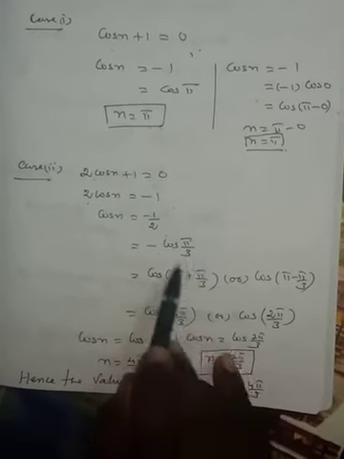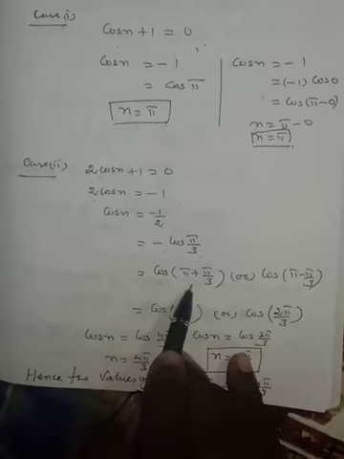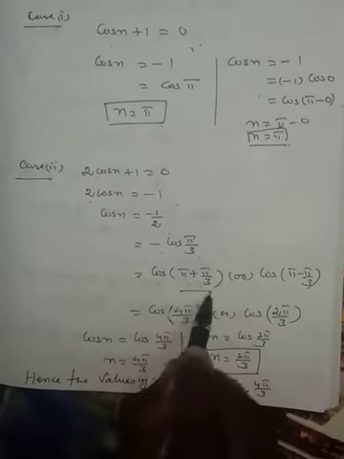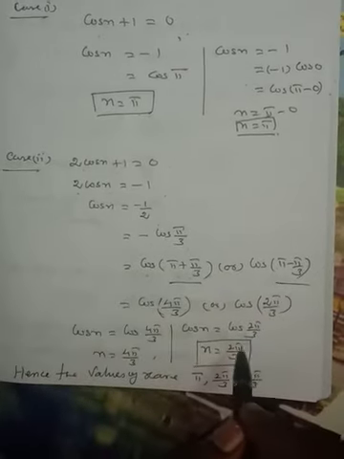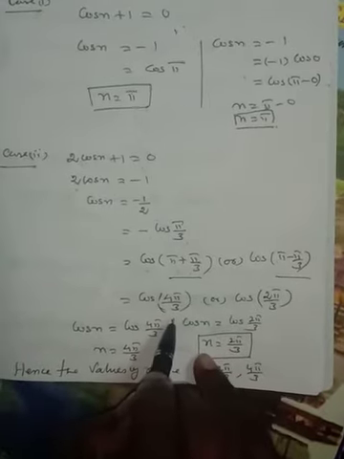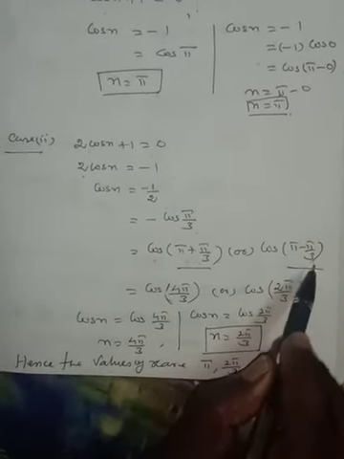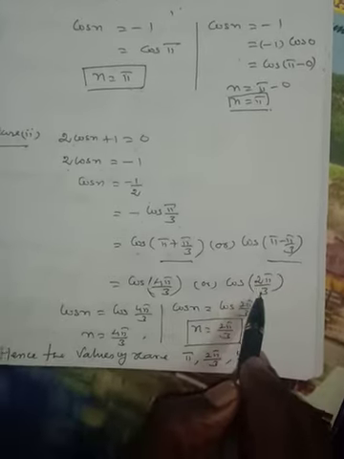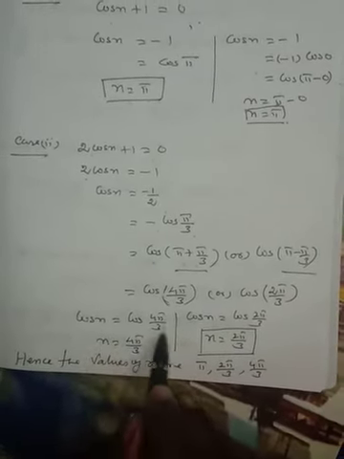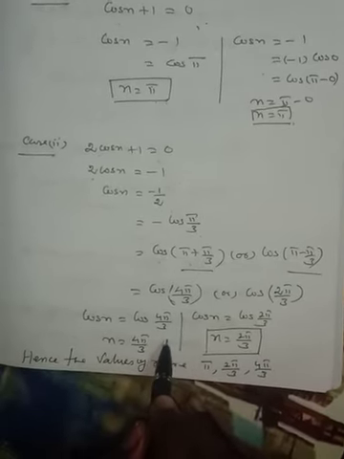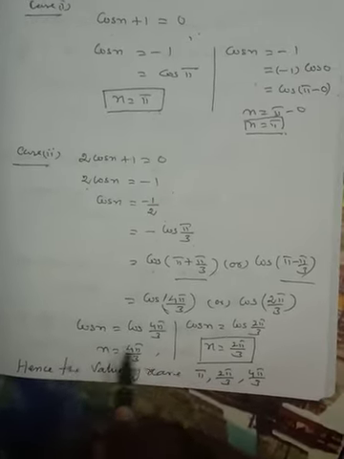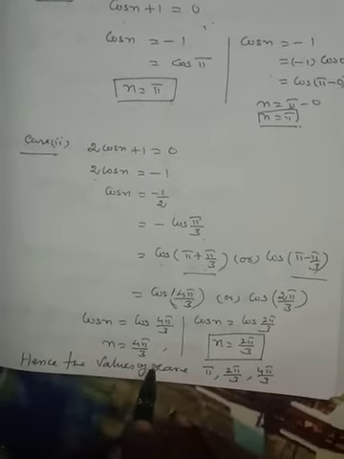This minus cos 60 degrees can be written in the form of cos of pi plus pi by 3 or pi minus pi by 3. Taking LCM, we have 3 pi plus pi whole divided by 3, or 3 pi minus pi is 2 pi, 2 pi divided by 3. Now cos x is equal to cos 4 pi divided by 3. Therefore, taking cos inverse on both sides, we have x is equal to 4 pi divided by 3.